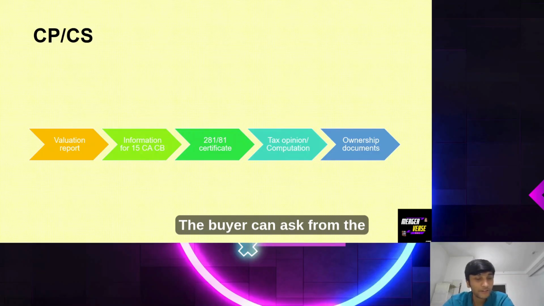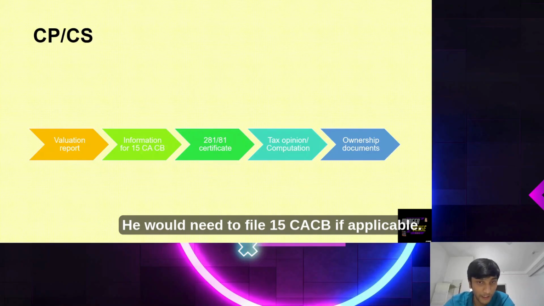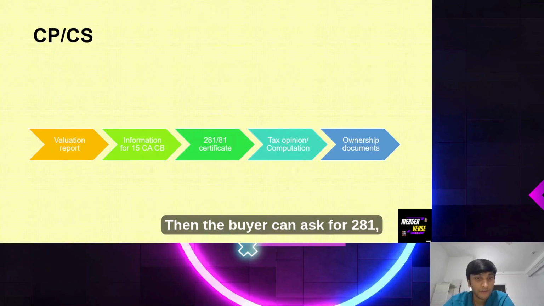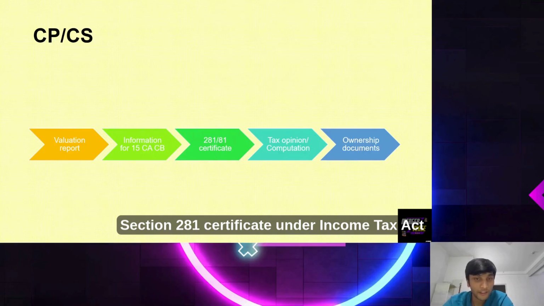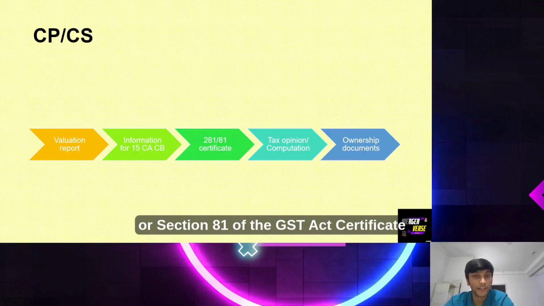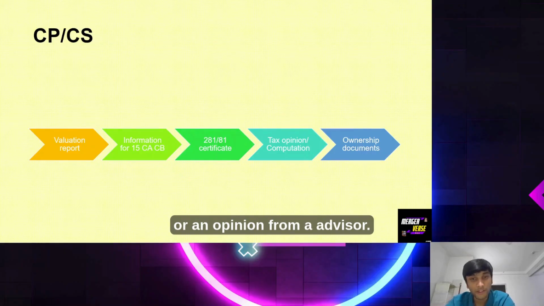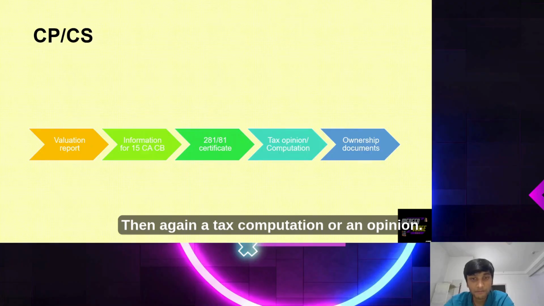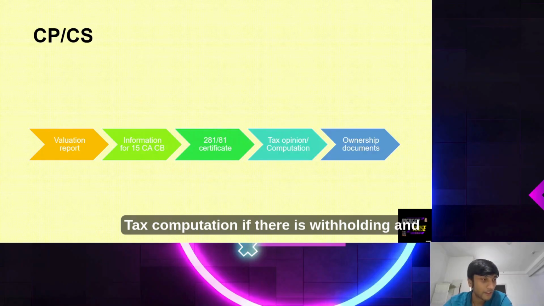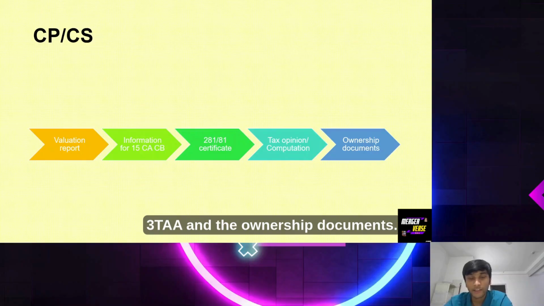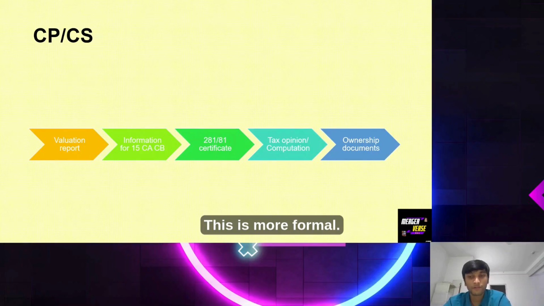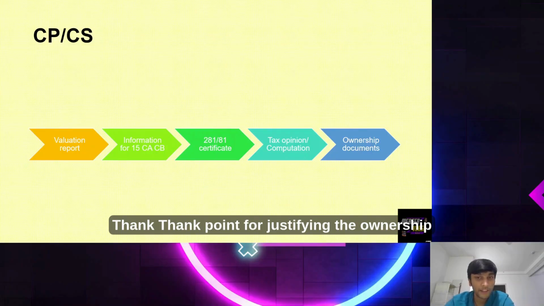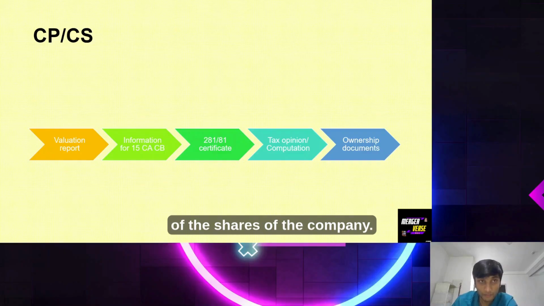The buyer can ask from the seller the information that he would need to file 15CA/CB if applicable. Then the buyer can ask for a Section 281 certificate under the Income Tax Act or Section 81 of the GST Act certificate or an opinion from an advisor. Then again a tax computation or an opinion. Tax computation if there is withholding, and opinion if the seller is taking a benefit of the DTAA, and the ownership documents. This is more from a legal point for justifying the ownership of the shares of the company.